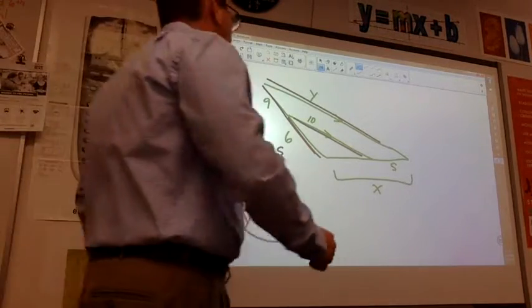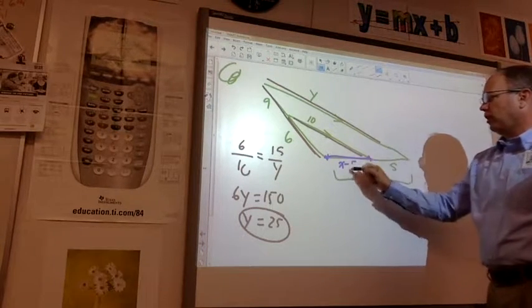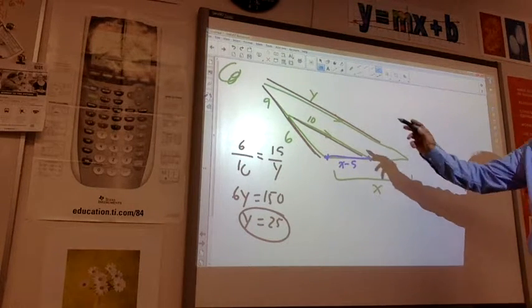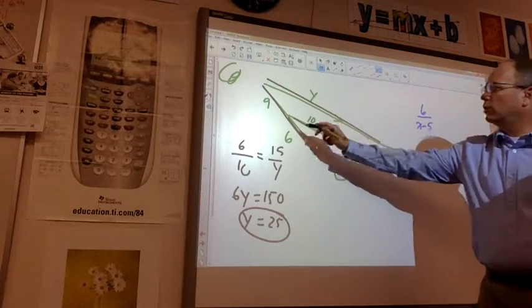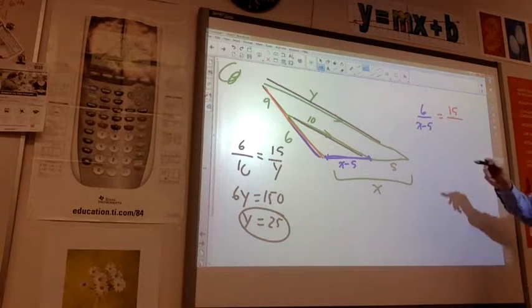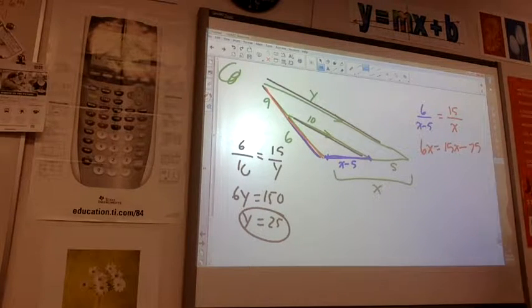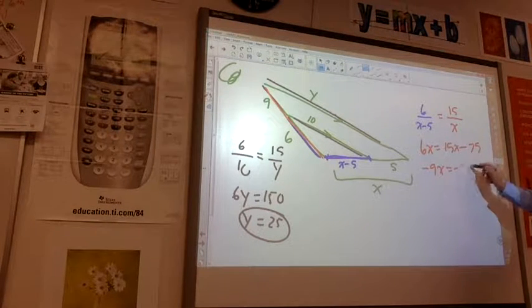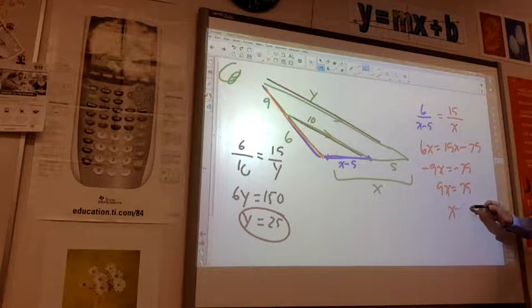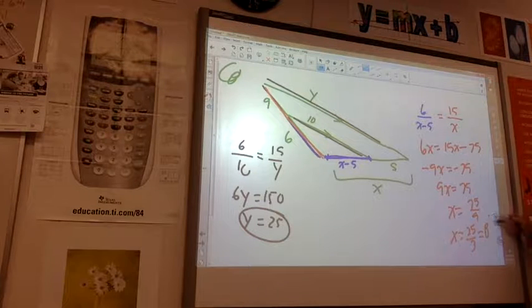Okay. And then we want to find x. Let's realize that this portion right here, if this is 5 and the whole thing's x, then this is going to be x minus 5. Is that okay for me to say that? Okay, so then 6 over x minus 5, the small one, equals 15 over x. Cross multiply, so I get 6x is equal to 15x minus 75. Is that right? Subtract, so I get negative 9x equals negative 75, so 9x equals 75. So x is equal to 75 over 9, which reduces to 25 over 3. If you want to get all fancy, you could say 8 1/3, but I'd say 25 over 3 is x. Anything else from review 1?